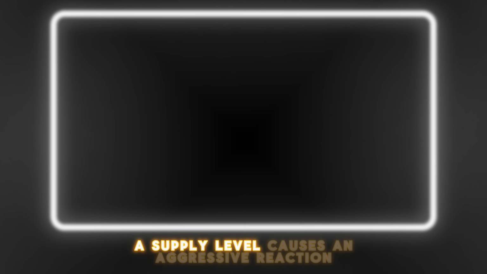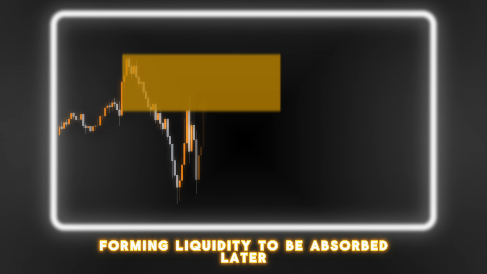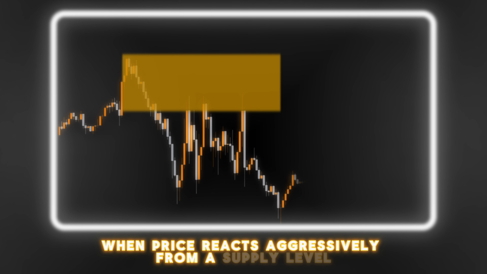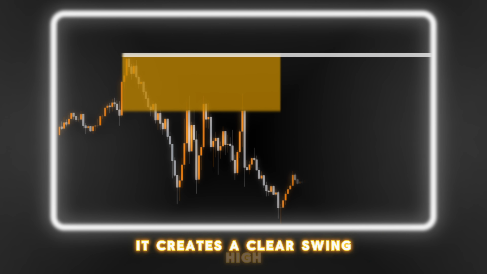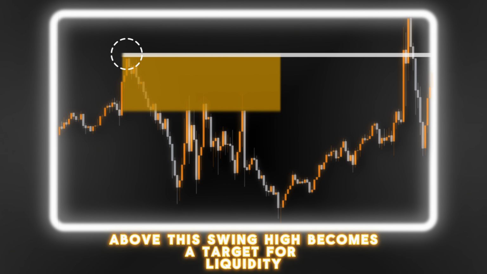A supply level causes an aggressive reaction, forming liquidity to be absorbed later. When price reacts aggressively from a supply level, it creates a clear swing high. The area above this swing high becomes a target for liquidity.